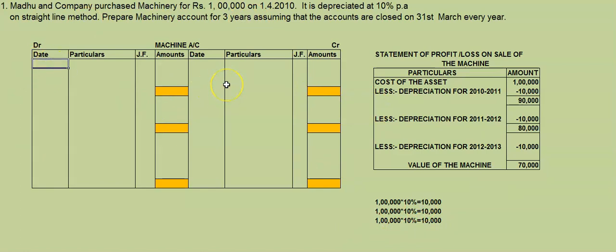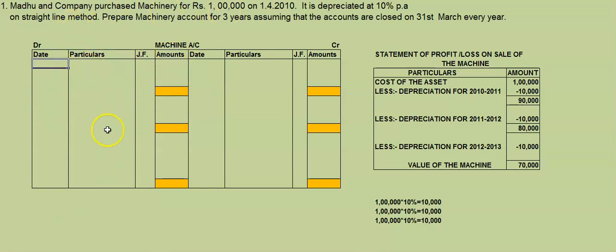So here, always while starting depreciation, you have to keep ready the pro forma of a ledger, which contains date column, particulars column, JF column, that is journal folio column, amounts column. Again date column, particulars column, journal folio, that is JF column, and amounts column. So in the debit side, we will write the purchase entry.